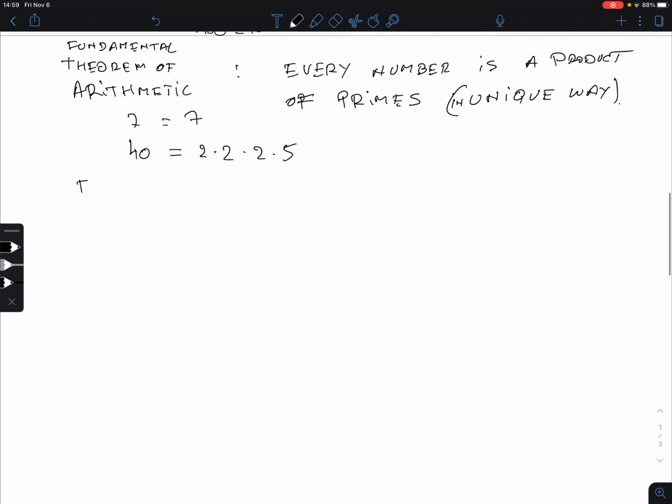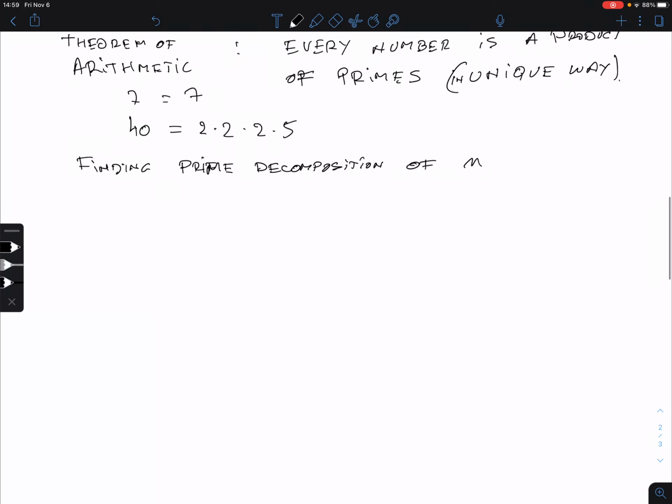So, finding the prime decomposition of a number n. I'm going to do it on an example. I'm going to take a rather big number so that you see what is going on here. Let me do 540.